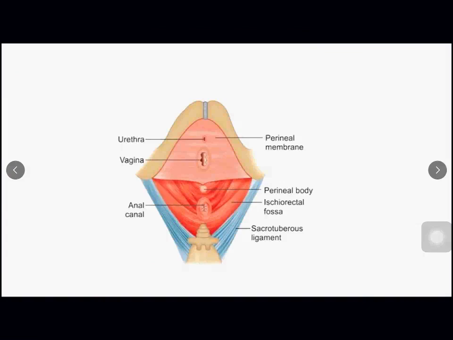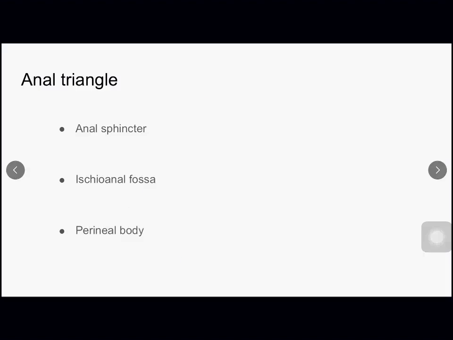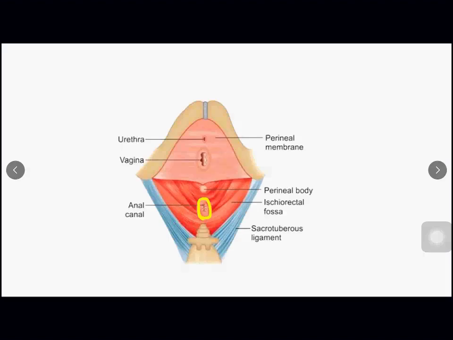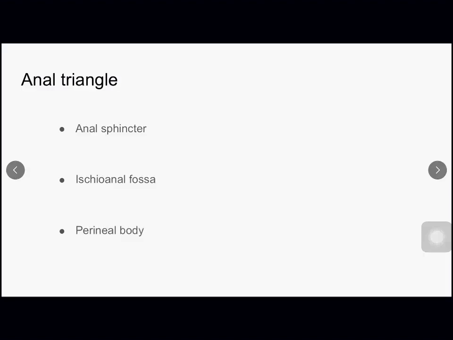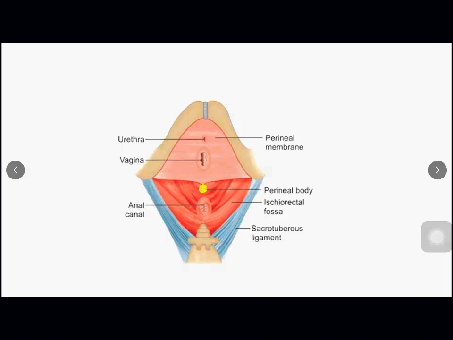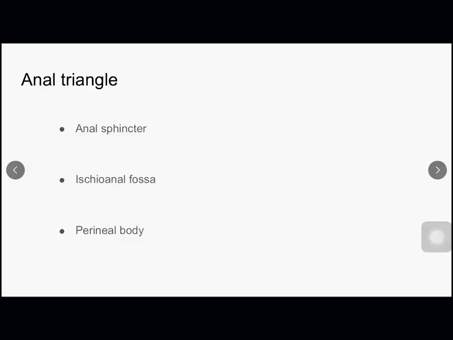We are going to see about it in detail. You have 3 parts under this. You have the anal sphincter and anal canal. Then you have the ischiorectal fossae, and you have the perineal body, which is a fibromuscular node just separating your urogenital triangle and anal triangle. So about these 3 things we are going to see.